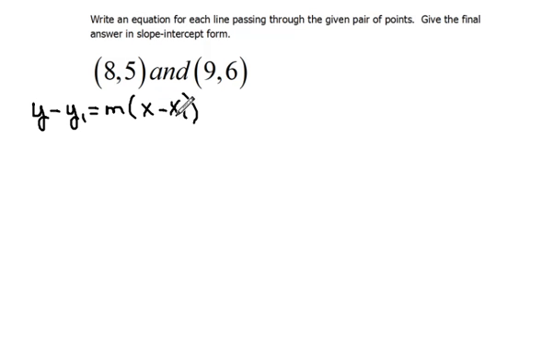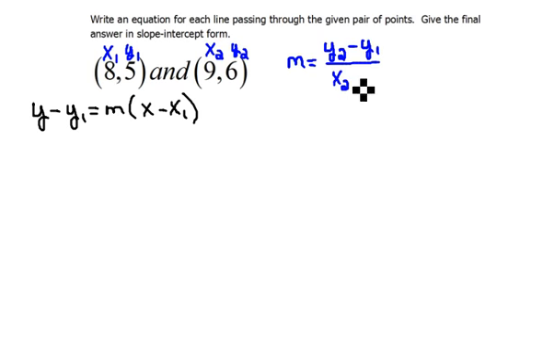Well, remember, we need a point, an x1, y1. We also need a slope. This time they did not give us a slope, but because they gave us 2 points, we should be able to find the slope. So I'm going to go ahead and label my points as x1, y1 and x2, y2. Remember, that just means the x and the y from the first point and the x and the y from the second point. Now for our slope formula, if you'll remember, that is y2 minus y1 over x2 minus x1.